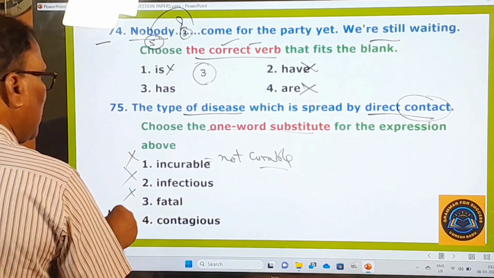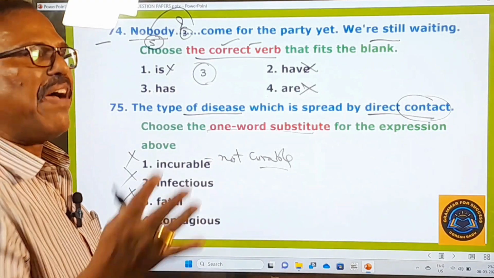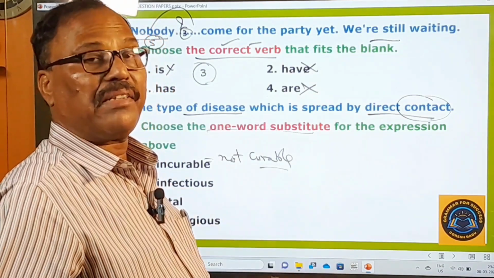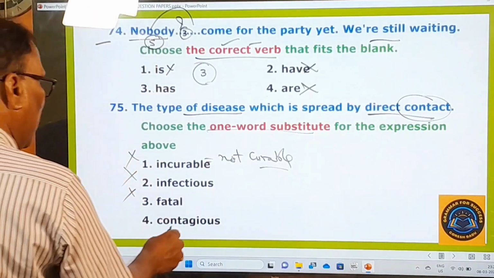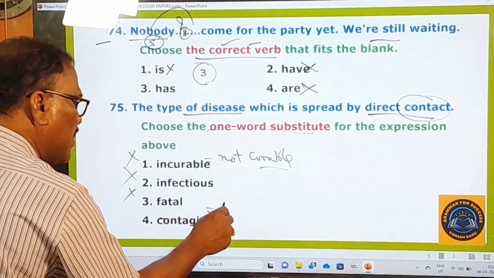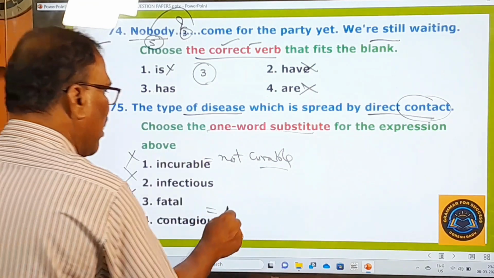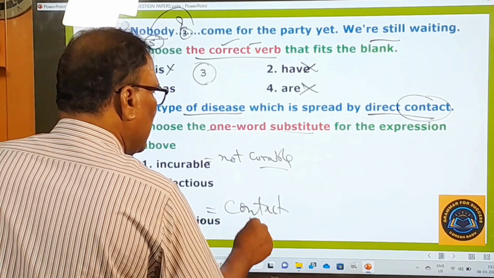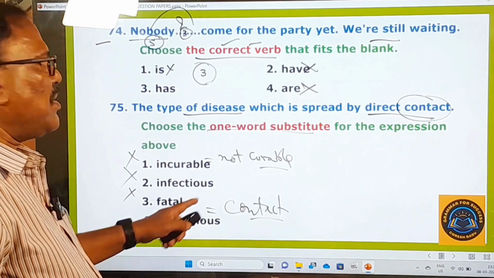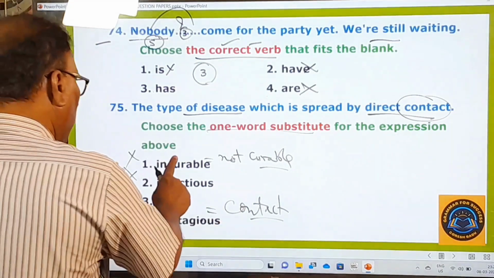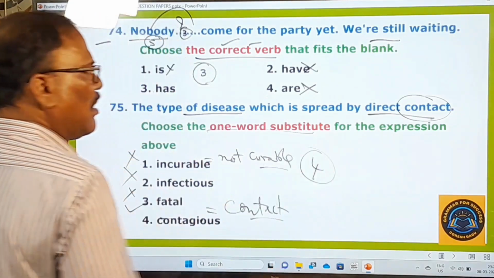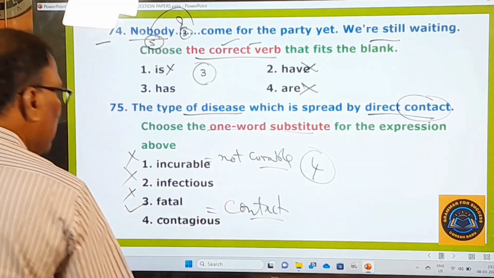Fatal. Fatal means resulting in death. It's a fatal accident. Fatal accident means the accident in which the result is death only. Contagious is there. Contact is there, you see. Contagious means the disease that spreads by contact. Any disease that spreads by direct contact is called a contagious disease. So the first, second and third ones are wrong. Only the fourth one is going to be your answer. And now let's move on to the next question.